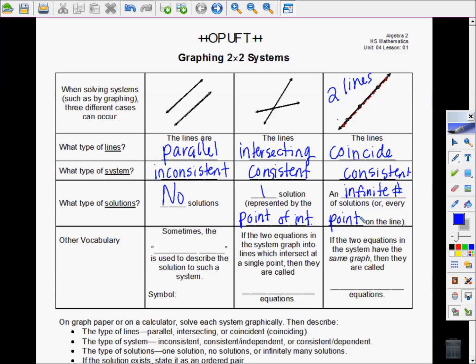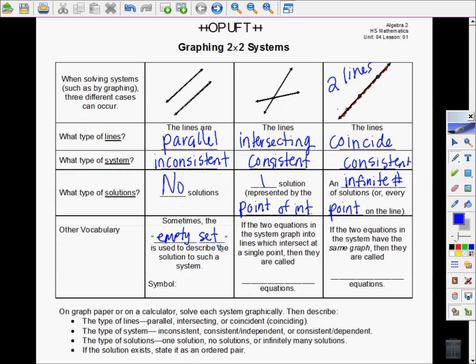Okay? When there is no solution, such as with parallel lines, this is called an empty set. The symbol for empty set is a circle with a slash. So if you can't give me an answer, you just write the circle with a slash. That lets me know that your answer is an empty set. The other one is a circle wrapped around another circle.